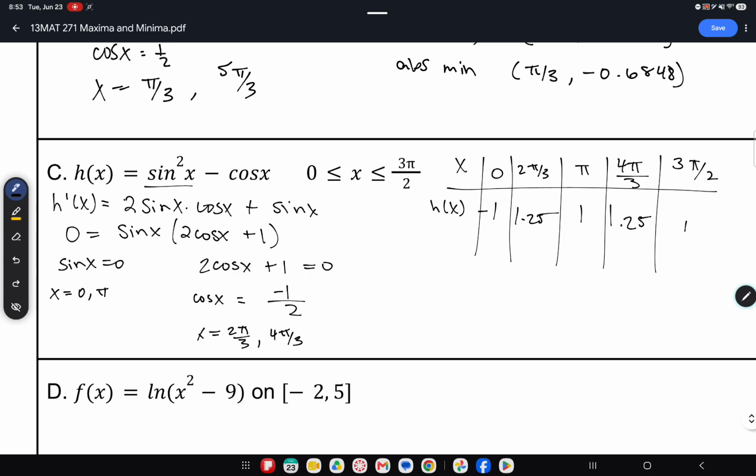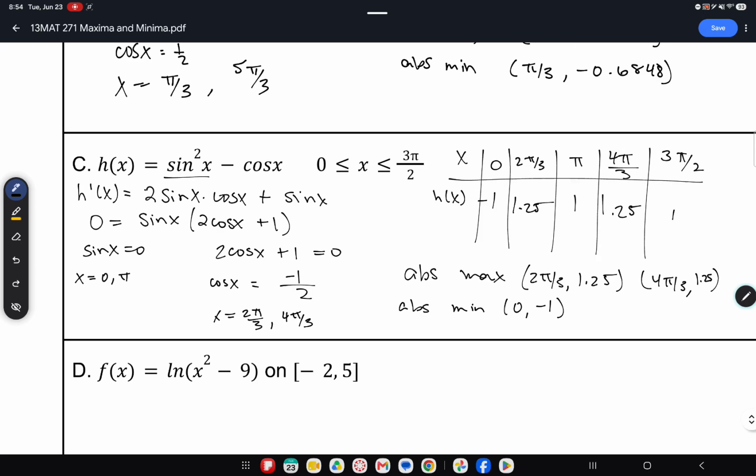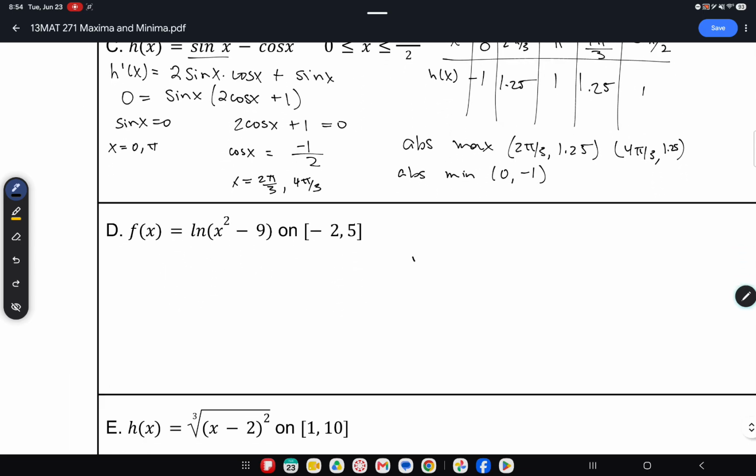And I get 1. So we have some absolute maximums. 1.25 is the highest, so that's at 2 pi over 3 and 1.25, and 4 pi over 3 and 1.25. And then we have an absolute minimum of -1. So 0, -1. Right. Let's do another one.